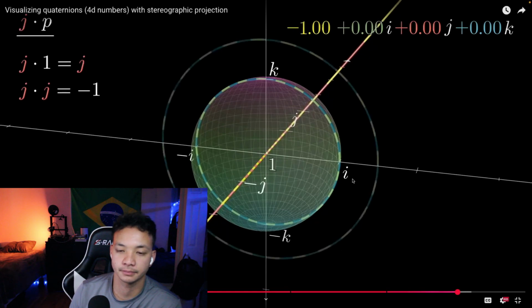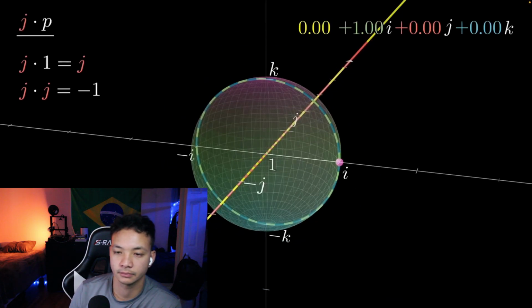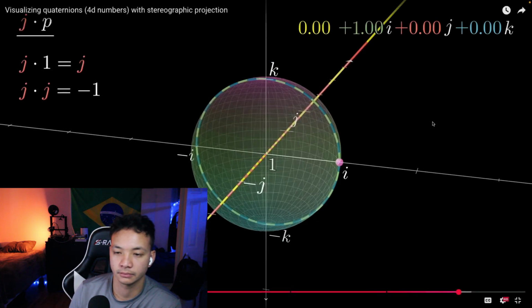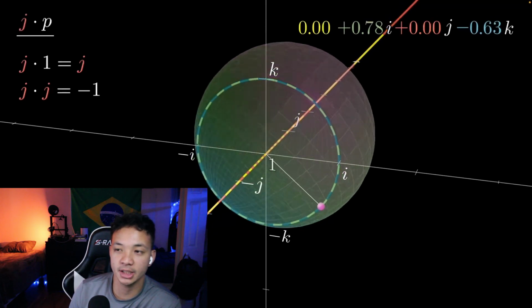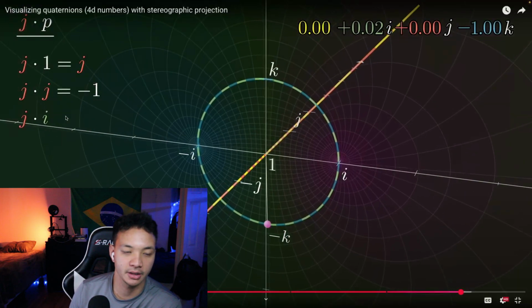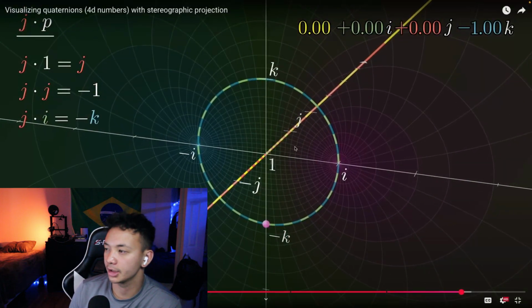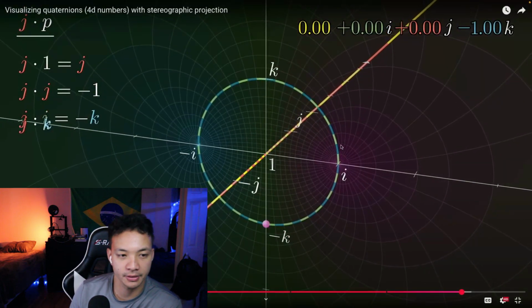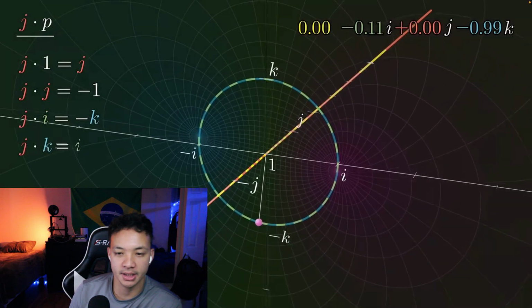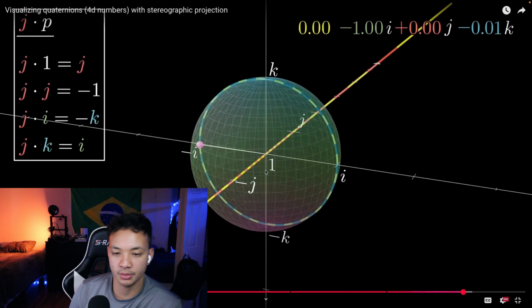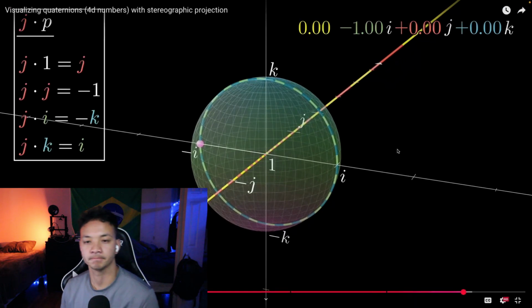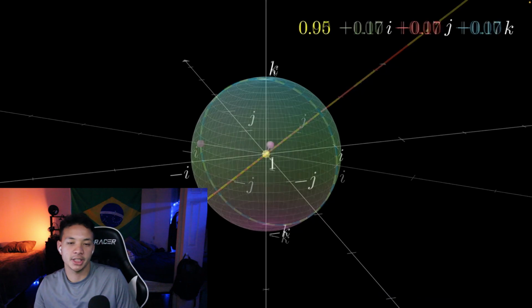The circle perpendicular to that one, passing through i and k, gets rotated 90 degrees according to this right-hand rule, where you point your thumb from 1 to j. So i times j is equal to k, and j times i is negative k, because of the equalities that we had before. j times k is i. So as we multiply j by negative k, that's going to be equal to negative i.